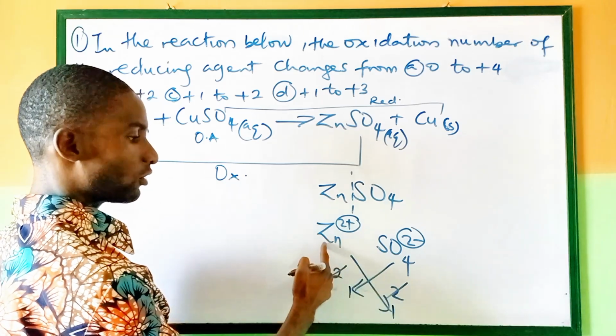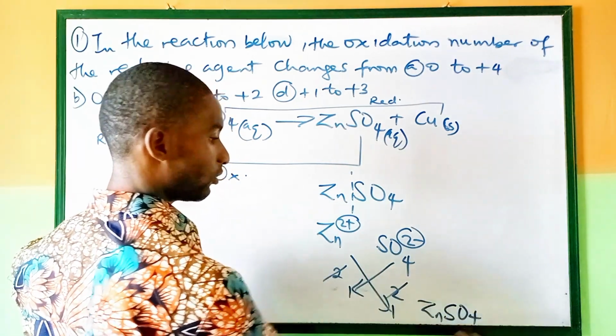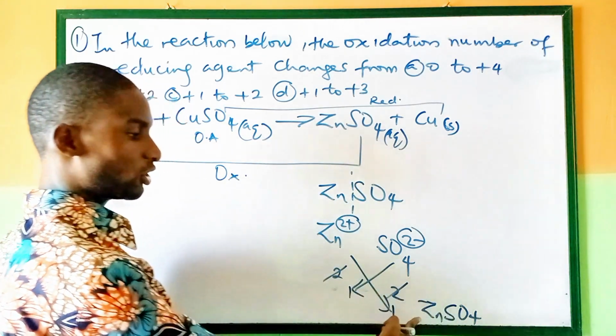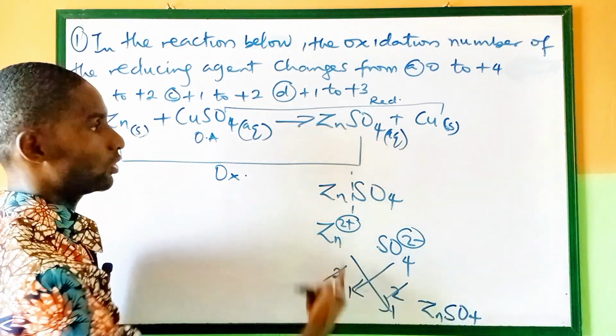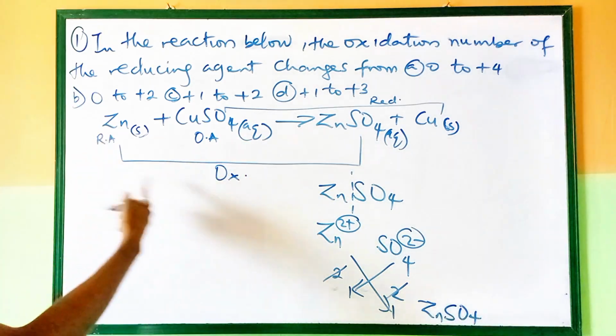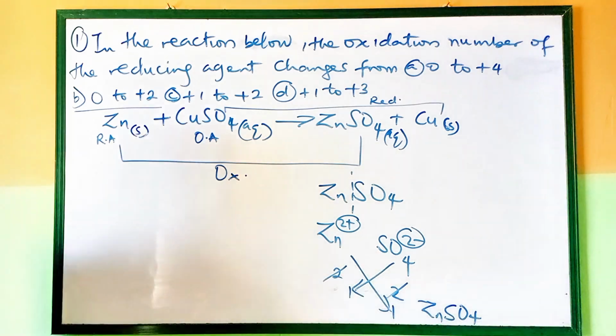Okay, that was how we got zinc 1 SO4 1, zinc sulfate that you have here. But originally the oxidation number of zinc is 0. Alright, here, that is why the correct answer will be 0 to plus 2. 0 to plus 2, and this is the correct answer. Alright? 0 to plus 2.